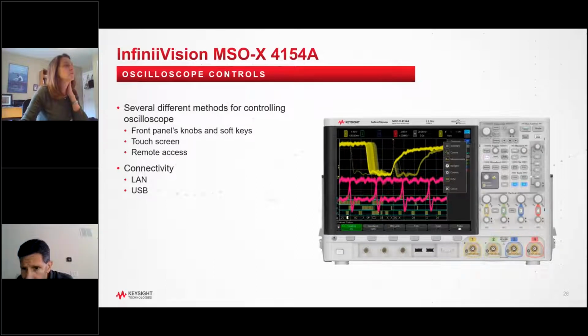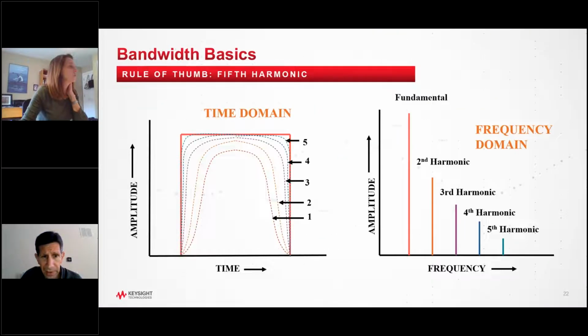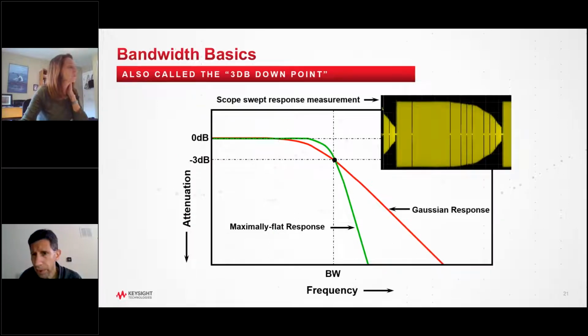All right, I see a chat. A yellow graph, 3 dB point. Is that correct? Is that the one you were talking about? Okay. So this is the frequency response of the actual oscilloscope front-end amplifier.